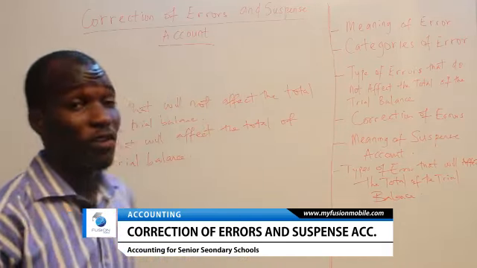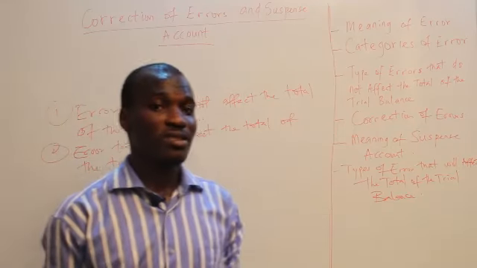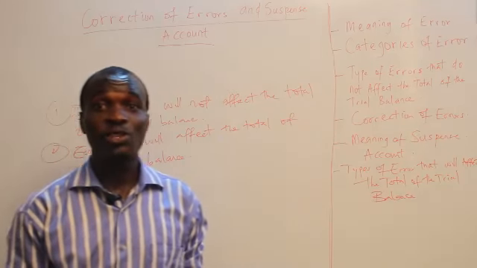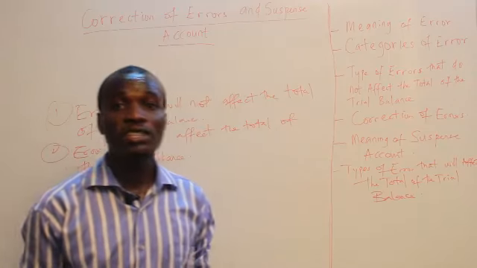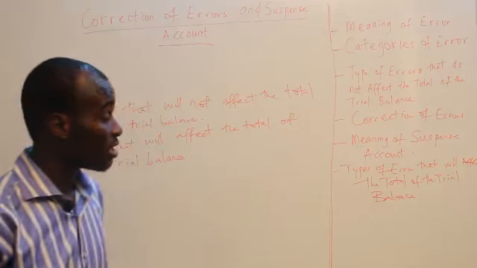While those categories of errors that will affect the agreement of the trial balance, when they occur in the books, the trial balance will not agree. That is, the trial balance will disagree, which means the total of the debit side will not be equal to the total of the credit side.